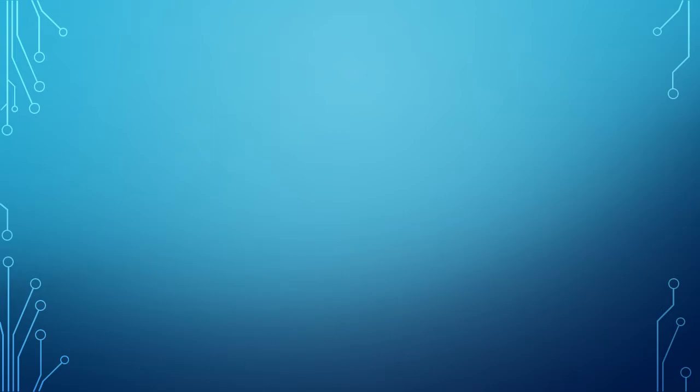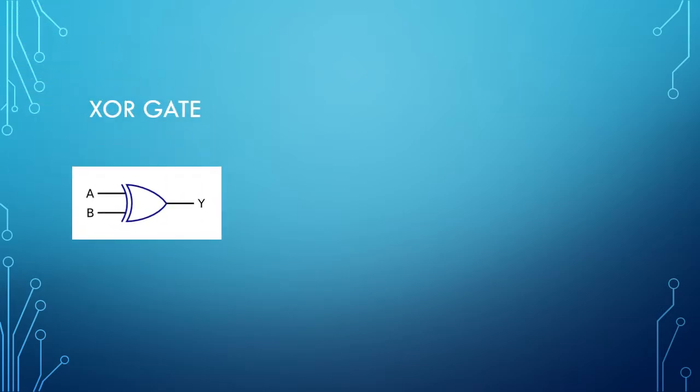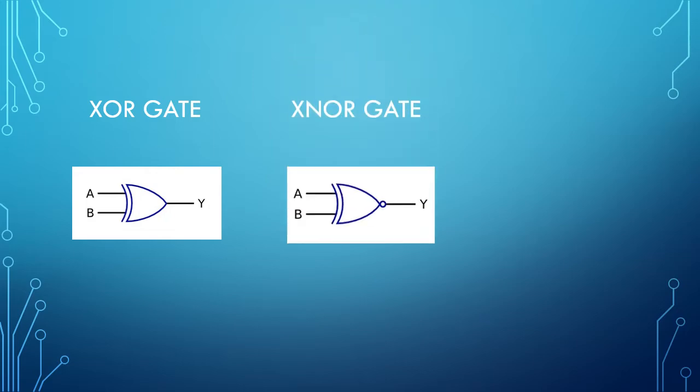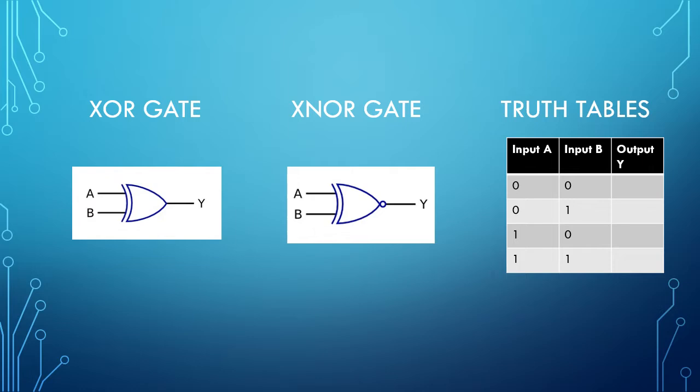As I stated before in this video, we're going to take a look at the exclusive OR gate and the exclusive NOR gate, and similar to the last video, we're going to look at the truth tables associated with them, and we'll be using ladder logic to explain the functionality of each of the gates. With that being said, let's get started.